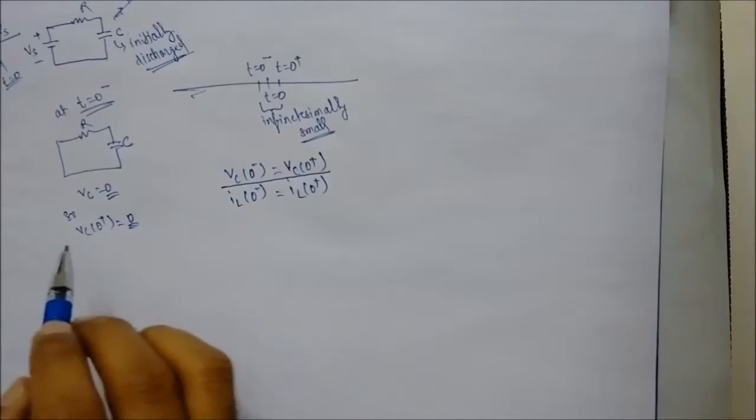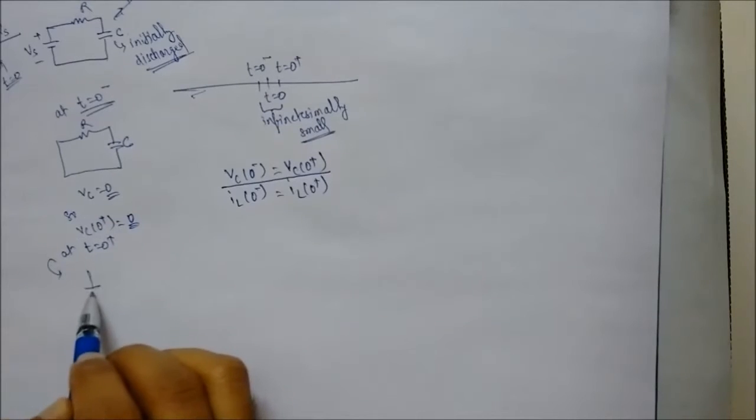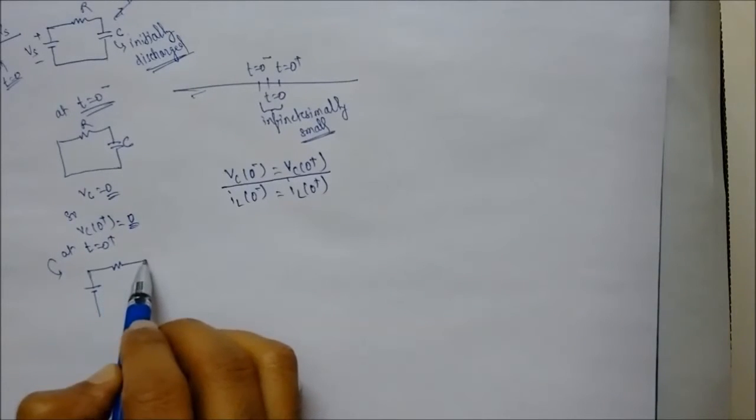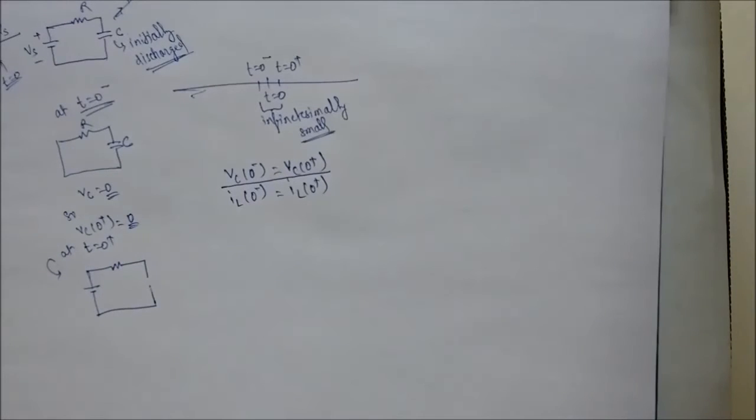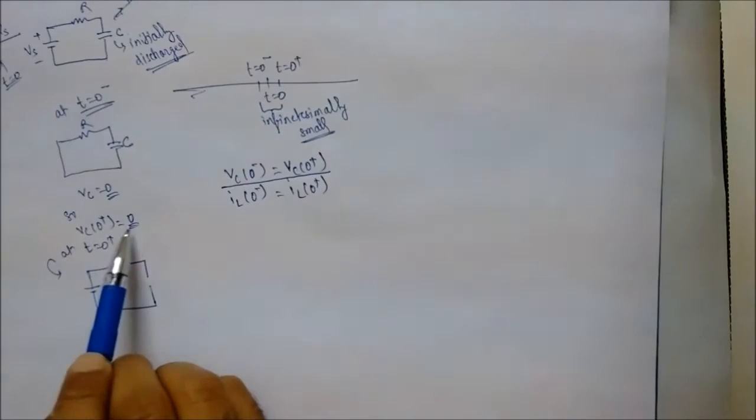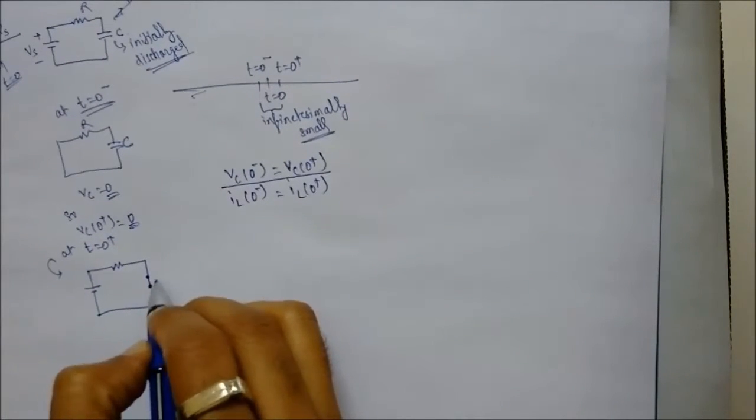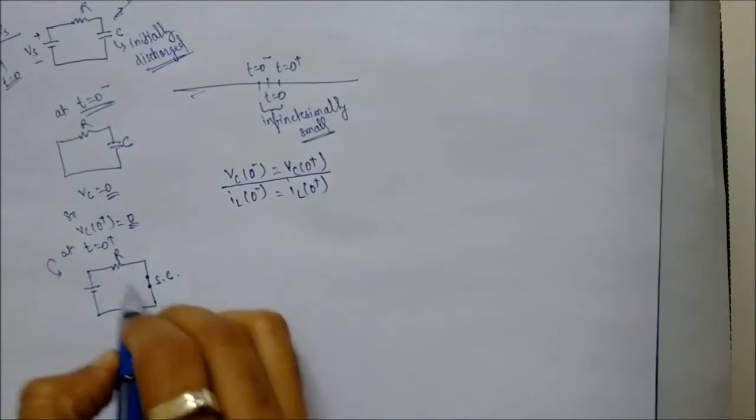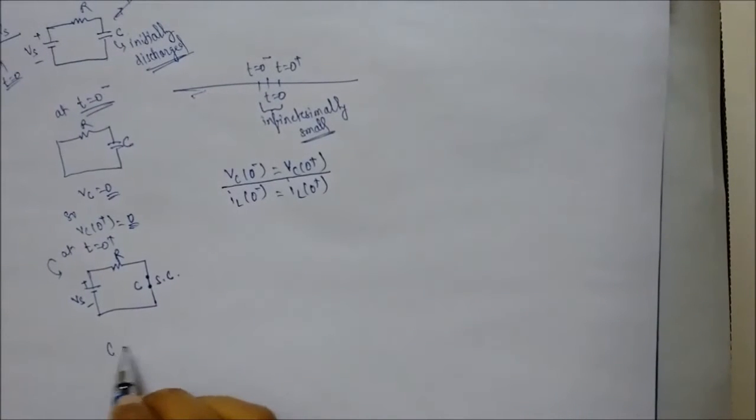Now we'll redraw the circuit at t equal to 0 plus. But what is Vc 0 plus, the voltage across the capacitor at 0 plus time? It is nothing but 0. That means at t equal to 0 plus, the capacitor acts as a short circuit. So the capacitor acts as a short circuit at the switching instant.